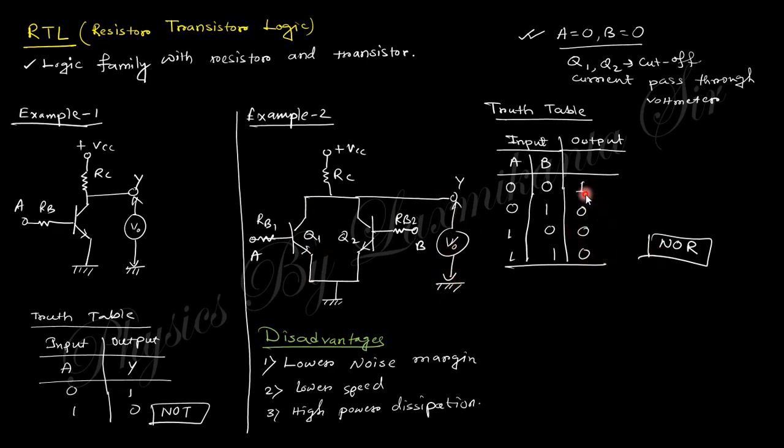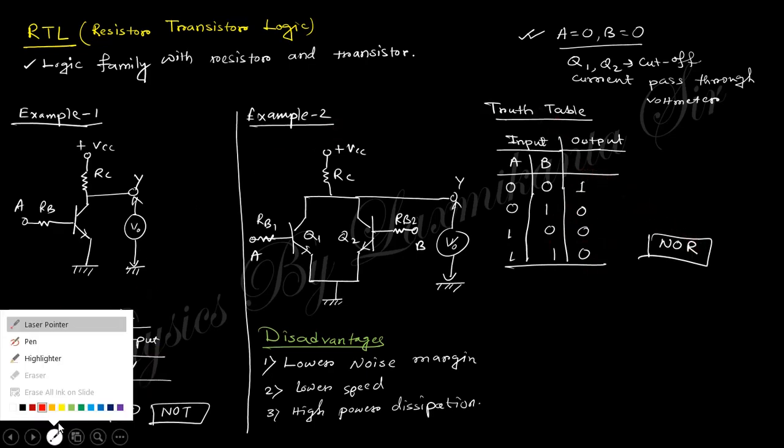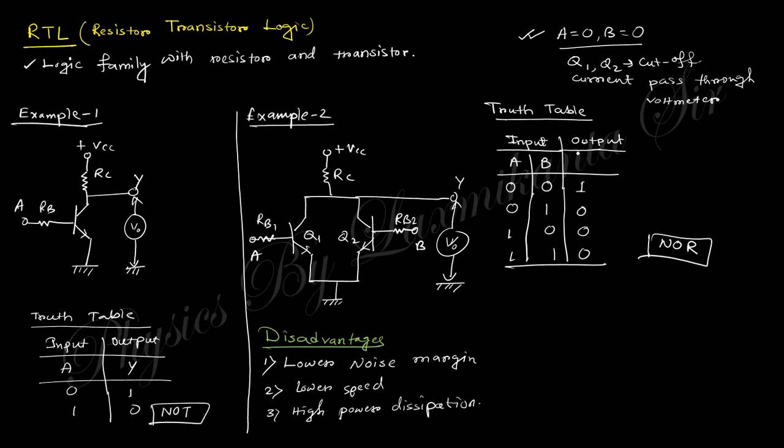And this is the truth table of this NOR gate. This is the output Y, you write it here. This is the output of the NOR gate. So this is a resistor transistor logic NOR gate.